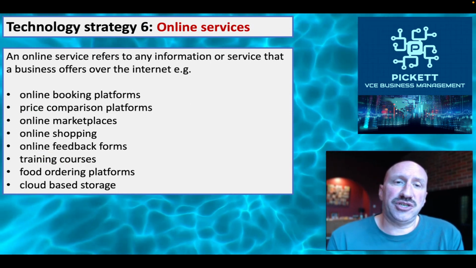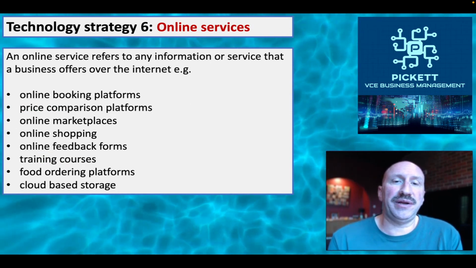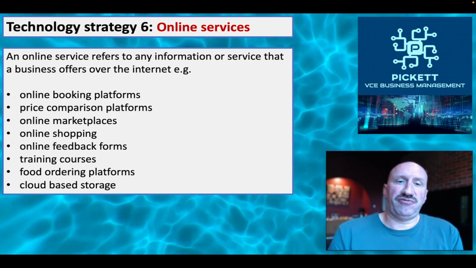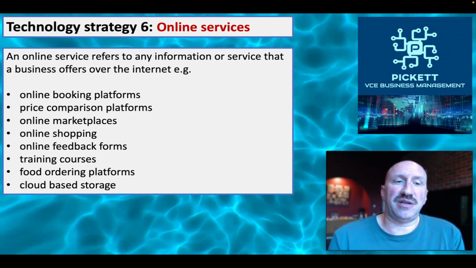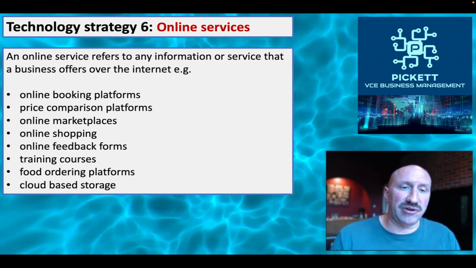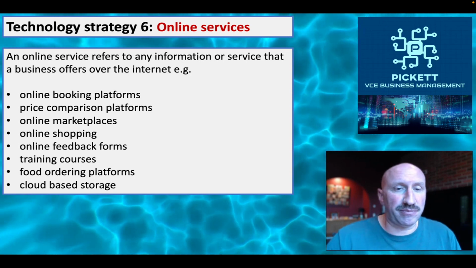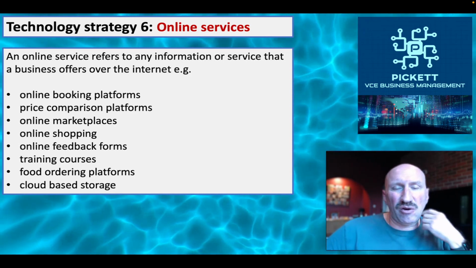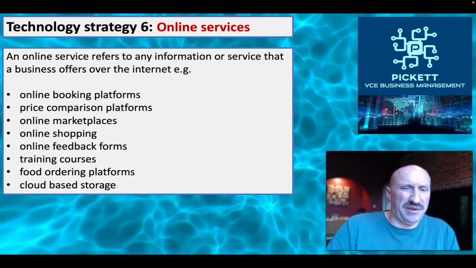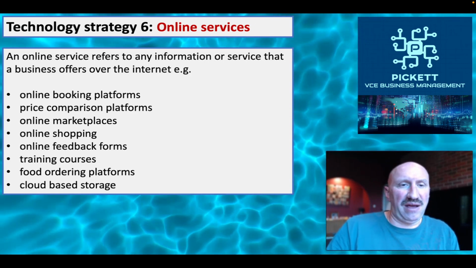And the final technology, strategy 6, online services. Definition-wise, online service refers to any information or service that a business offers over the internet. And here are some examples there: online booking platforms, price comparison platforms, obviously online shopping itself, lots and lots of different things, and there's probably other examples as well that I don't have.